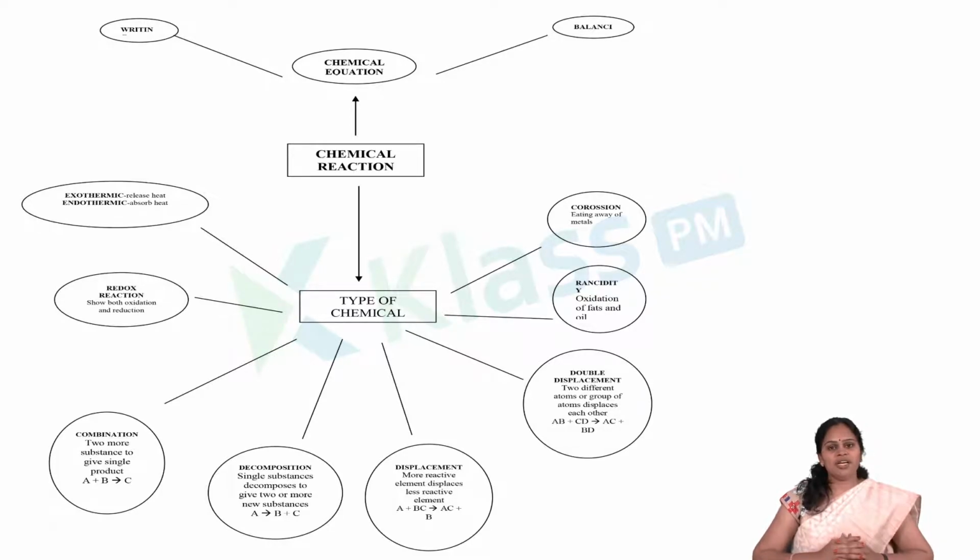So there are some preventing methods also to restrict this corrosion. The methods to prevent corrosion are painting, oiling and greasing, plastic coating, chromium plating, galvanizing. Galvanizing means zinc plating, and alloying. These are the methods available to restrict or to prevent corrosion.